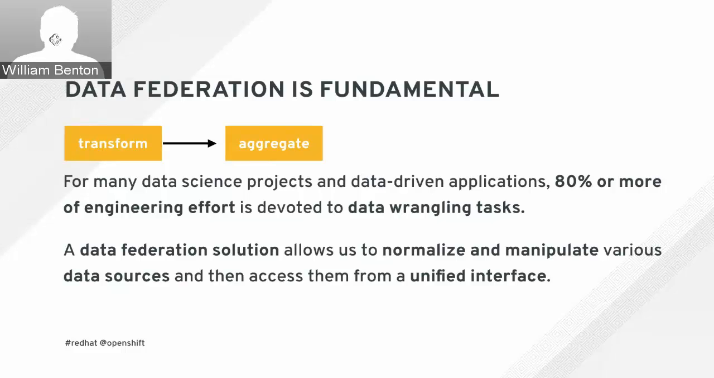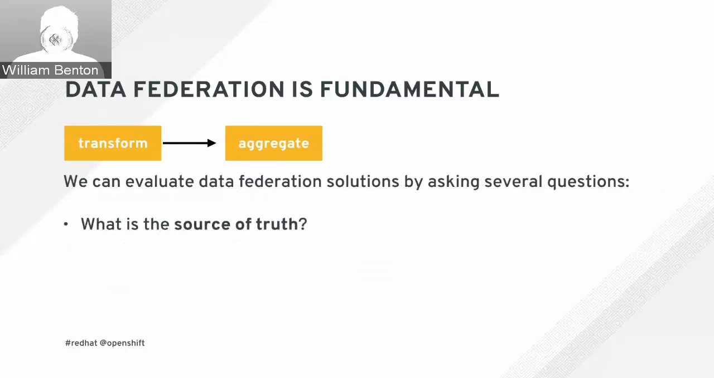We can evaluate various solutions to the problem of data federation by asking several questions. And I'm going to have us consider these as we look at application architectures. The first question is, what is the source of truth? Is there a canonical place for our data? And where is it? Just like with scientific experiments or continuous integration tests, we want our data-driven apps to have reproducible results, which means we need to be able to get at the pristine, unprocessed data in order to replay it later, especially if we want to make some changes to our data pipeline.